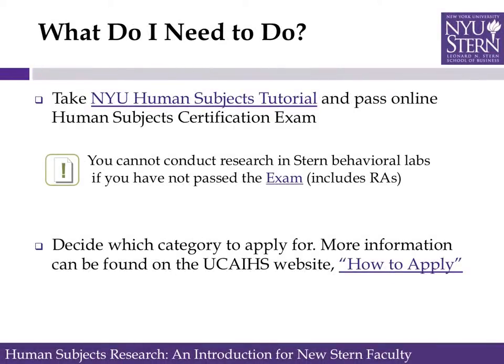Well, first of all, you have to take the human subjects tutorial, which involves important information and responsibilities when you're dealing with human subjects in your research. And then you'll have to pass an online exam. Until you do this, you can't conduct research in Stern Behavioral Labs, and your RAs also need to pass this tutorial exam as well. The next thing you need to do is to decide which category you want to apply for. And again, if you go to the website, there's a nice little summary on how to apply.